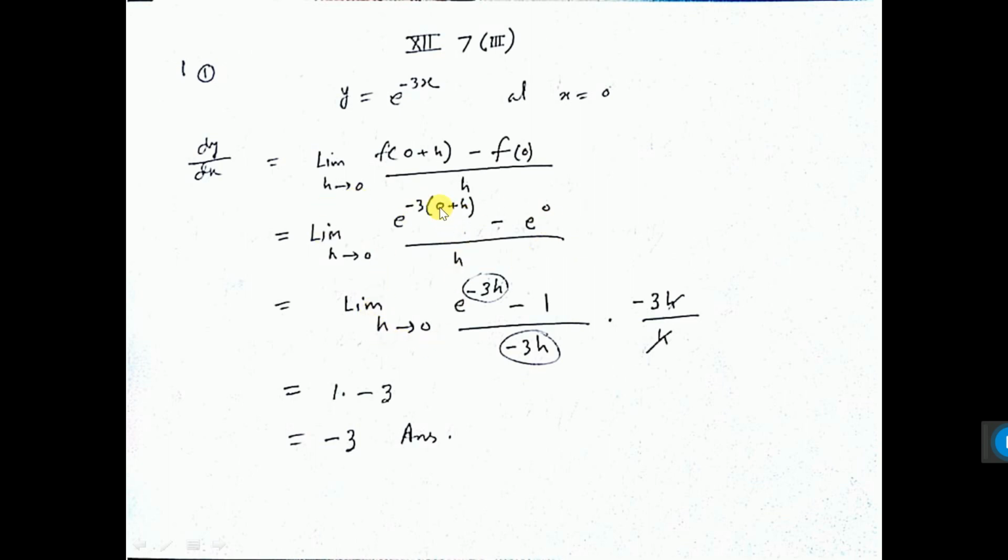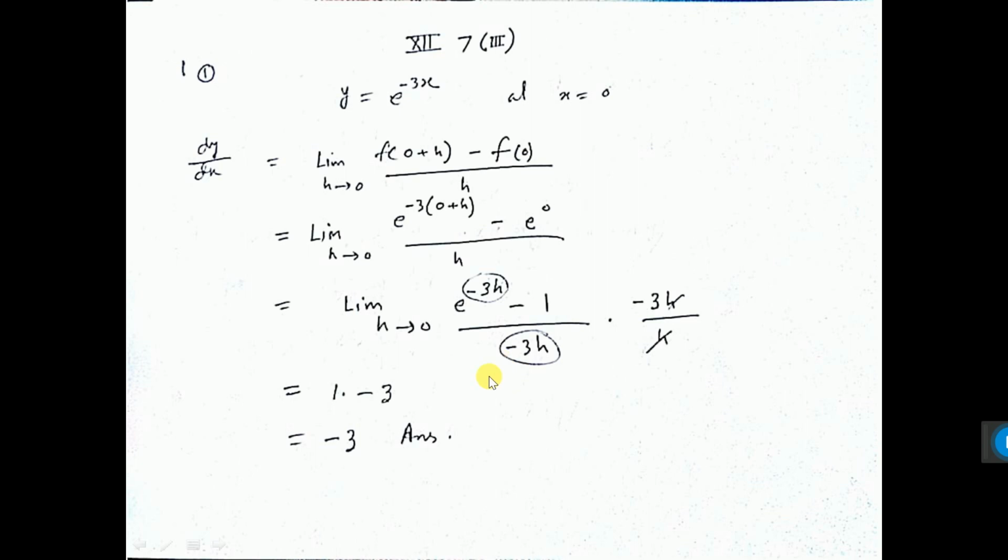In the third line you see I remove the 0. So it is minus 3h, and e to the power 0, something to the power 0, is 1. And here you see it was h, but I have written 3h. Since I have written 3h, I multiply by 3h also. Then you cut this h, and minus 3 is there.